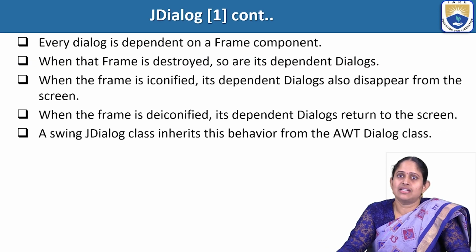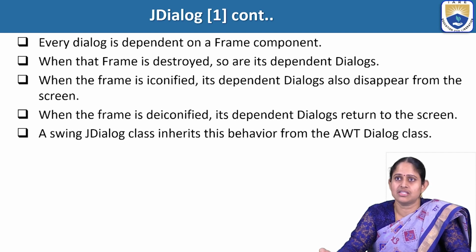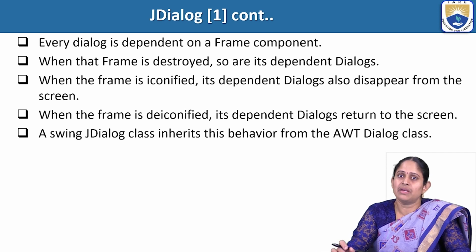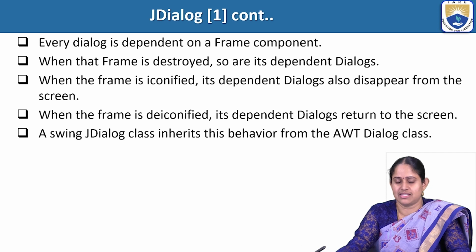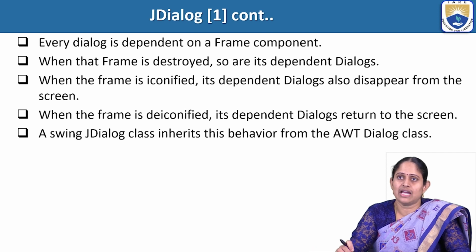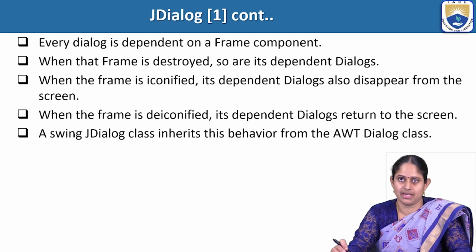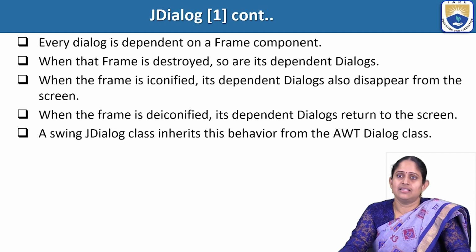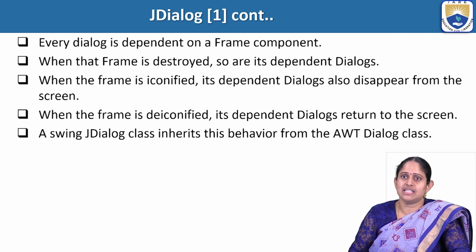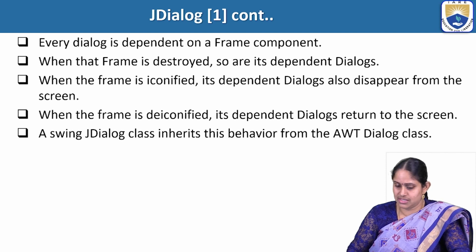Every dialog is dependent on a frame component. So when a frame is destroyed, when we close it, the dialog boxes are also closed. When the frame is iconified, its dependent dialogs also disappear from the screen. When a frame is de-iconified, the dependent dialogs return onto the screen. Iconified means we are minimizing it, and de-iconified means we are maximizing it. So when we maximize or minimize a frame, accordingly the dialog box related to that frame also will disappear and appear depending on the operation. The Swing JDialog class inherits the behavior from the AWT Dialog class.